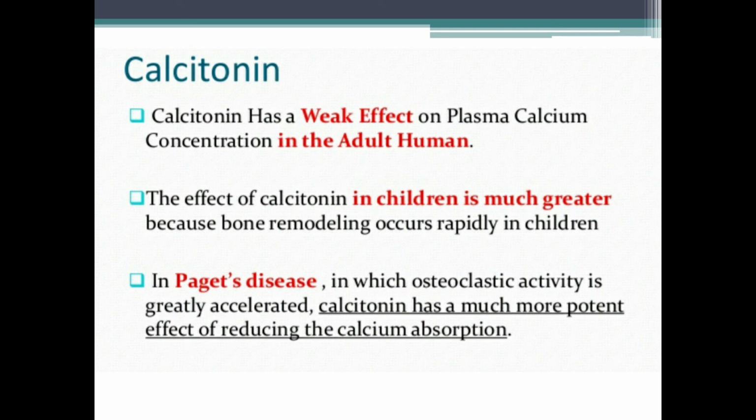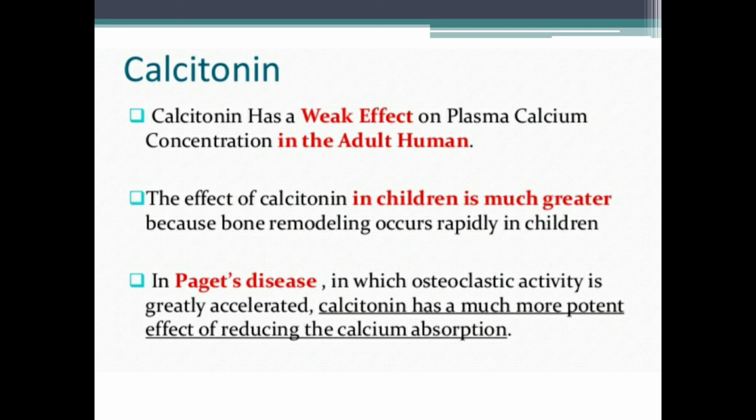Calcitonin has a weak effect on the plasma calcium concentration in the adult human. But for children, it is very important because bone remodeling occurs rapidly in children. So in adults it has a weak effect, whereas in children it has a much greater effect. And there is a disease called Paget's disease, where the osteoclastic activity is increased.